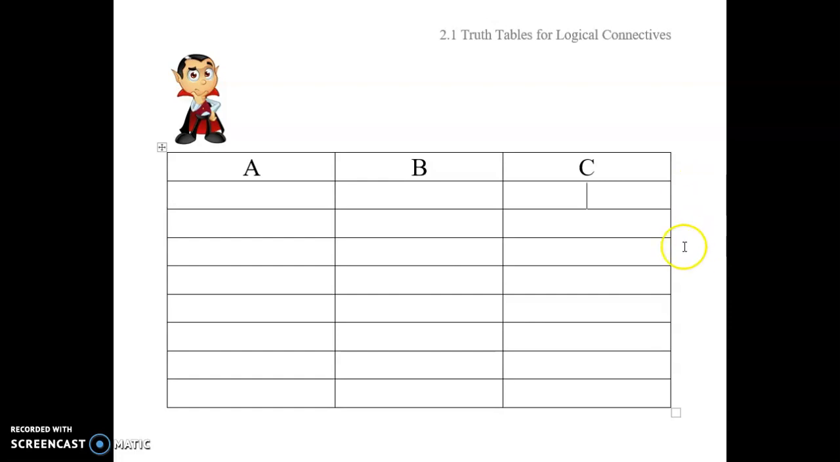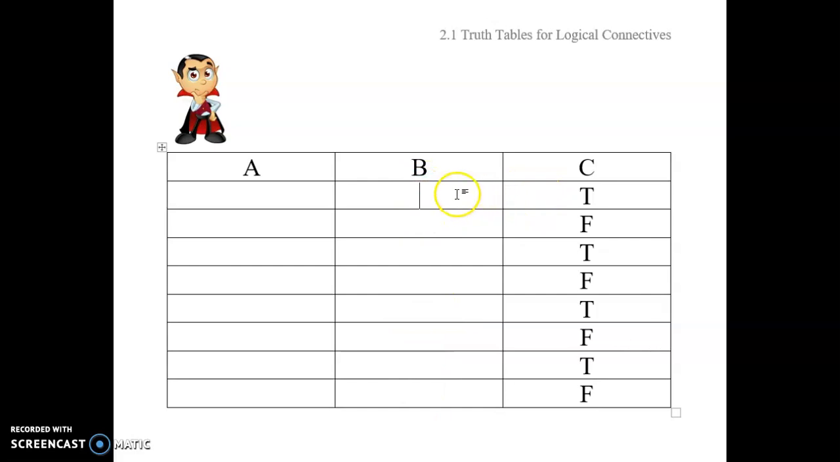Once you've determined the number of rows, which is 8 in this case, you're going to start at the rightmost one, C here, and you're always going to start with true, and you're going to alternate true, false, true, false 8 times. So we're going to go true, false, true, false, true, false, true, false. Then what you're going to do is move left. So we're going to go here, move left one.